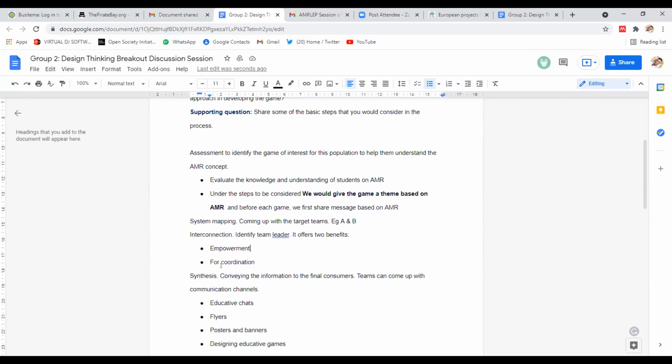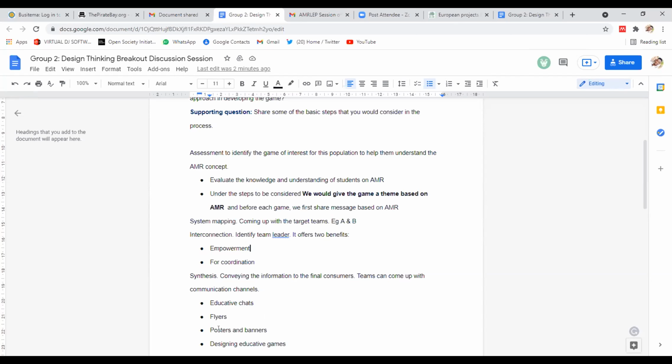After that, we want to bring out the point of synthesis, and this is how we are going to convey our information to the final consumers. Once we have formed our teams, we can give these teams different sub-themes under our main theme, and they can come up with their different communication channels on how they're going to deliver the information, in addition to our messages that we shall be sharing maybe at the start or at the end of the game. For example, they can come up with different flyers, posters, and banners. We can support them in coming up with these communication channels.